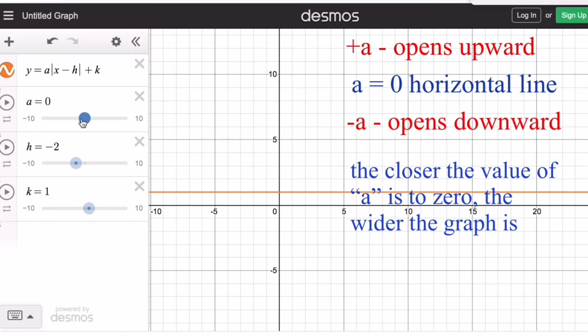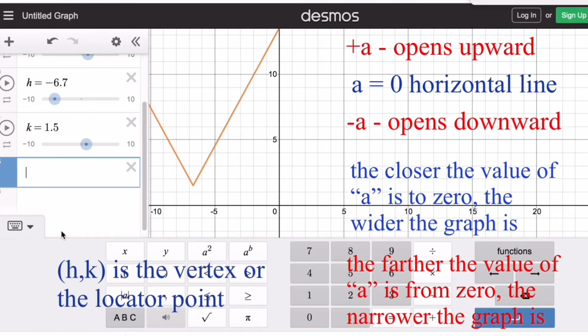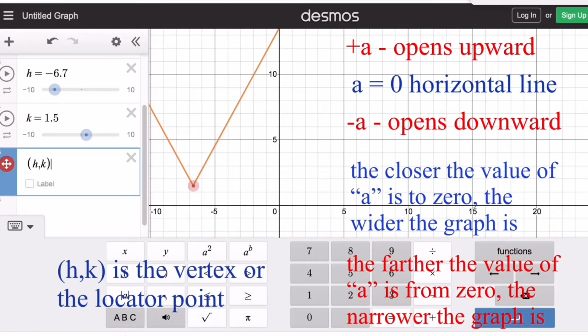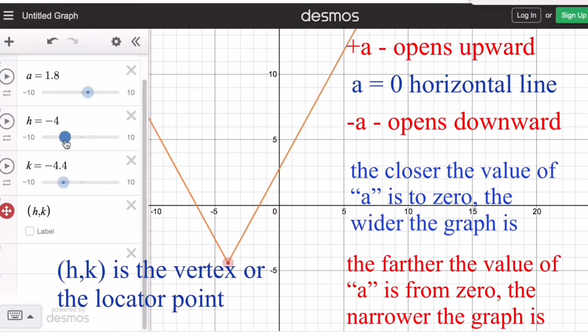On the contrary, we remember that the farther the value of a is from 0, meaning if we go towards the negative side, the graph becomes narrower. So as we go farther from 0, it becomes narrower. We also remember that the coordinates h, k are the vertex, or the locator point, of the graph, where h translates the graph left or right, while k translates the graph up or down.